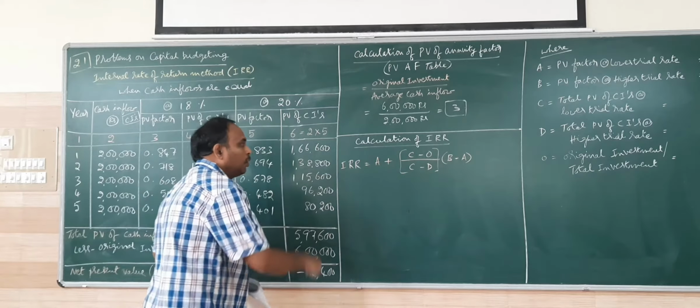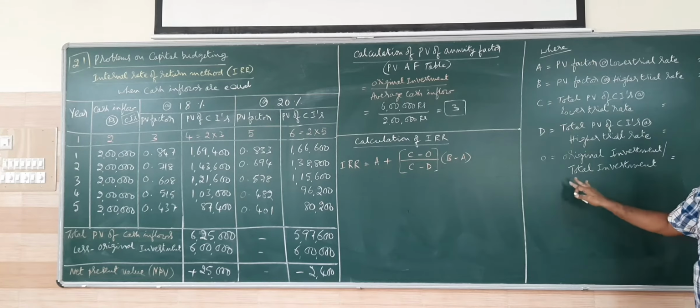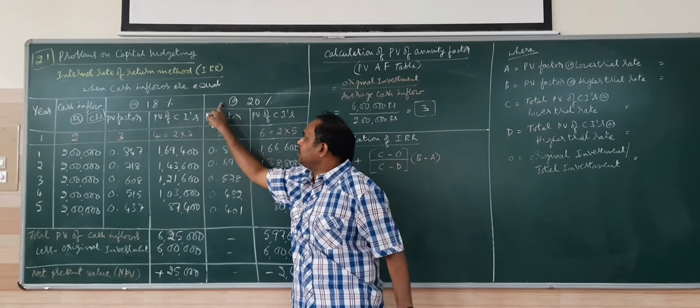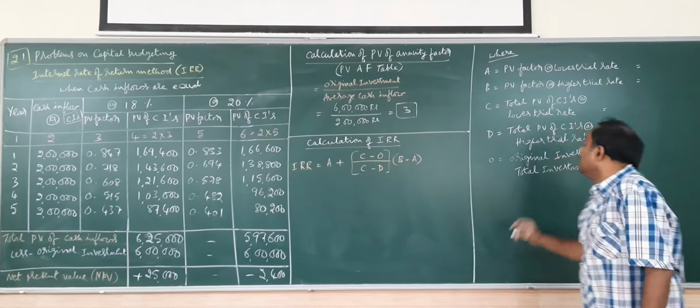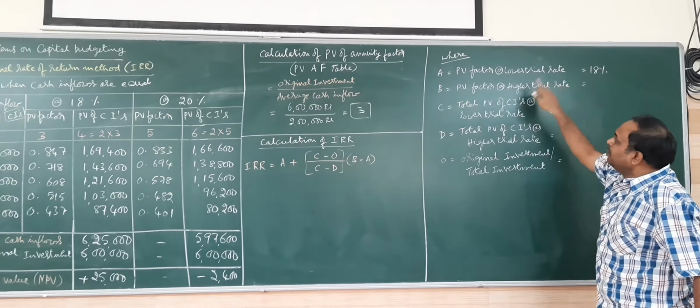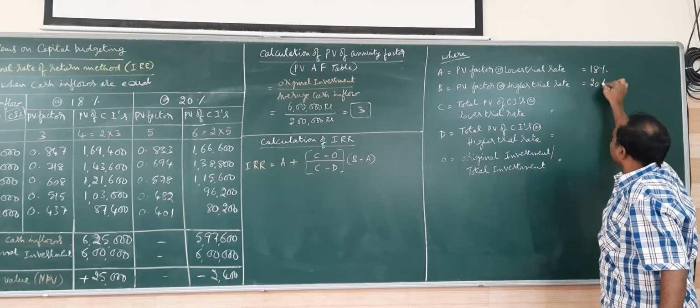So let me substitute now. Before substituting the formula for IRR, what are A, B, C, D? I will explain here. A is the lower trial rate. I have tried two trial rates, 18% and 20%. Which is the lower one? 18%. So that is called the lower trial rate. Which is the higher rate? 20%. Then the total PV of CIs at the lower trial rate will be C. The lower trial rate is 18%.